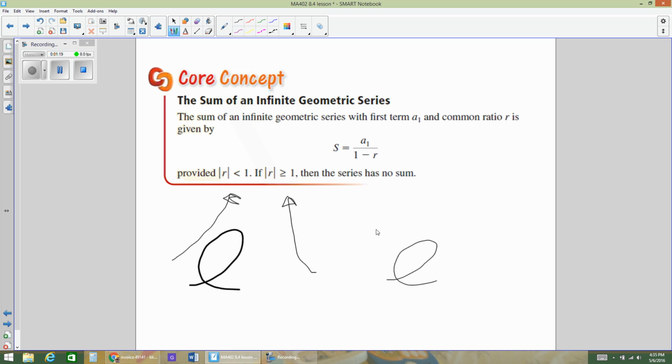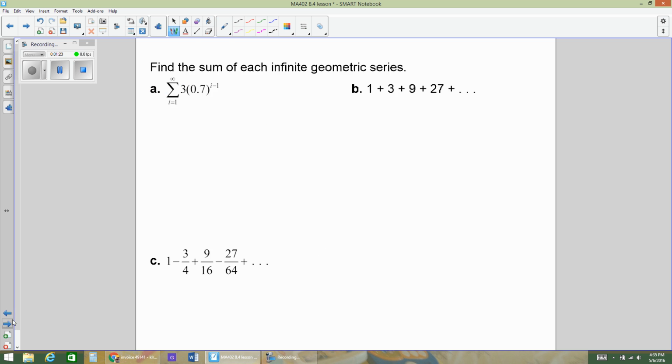It says, find the sum of the infinite geometric series. So first you need to identify the a sub 1 term and the r.